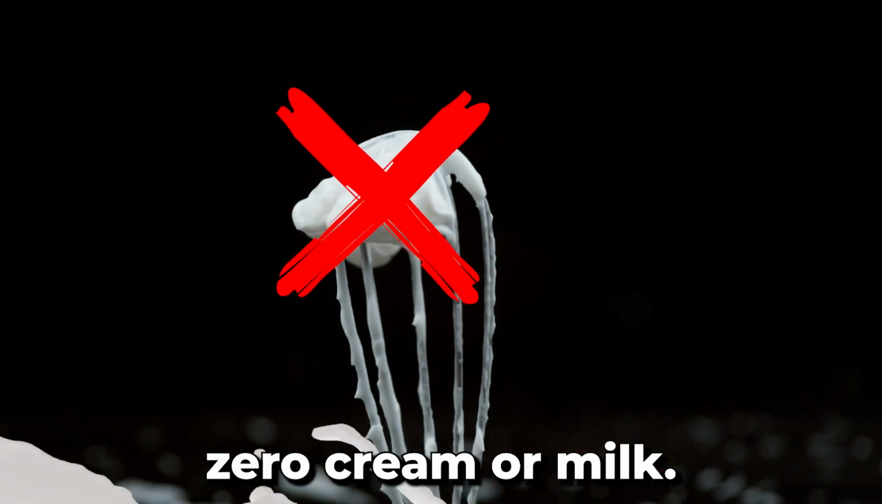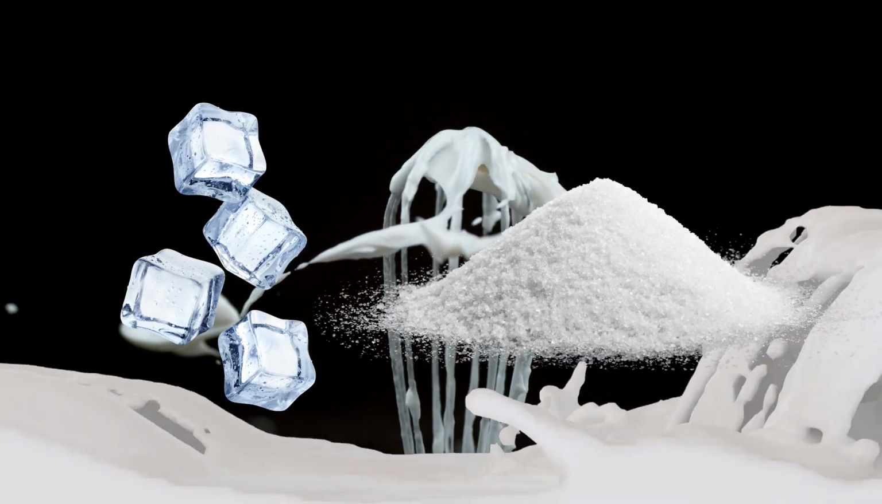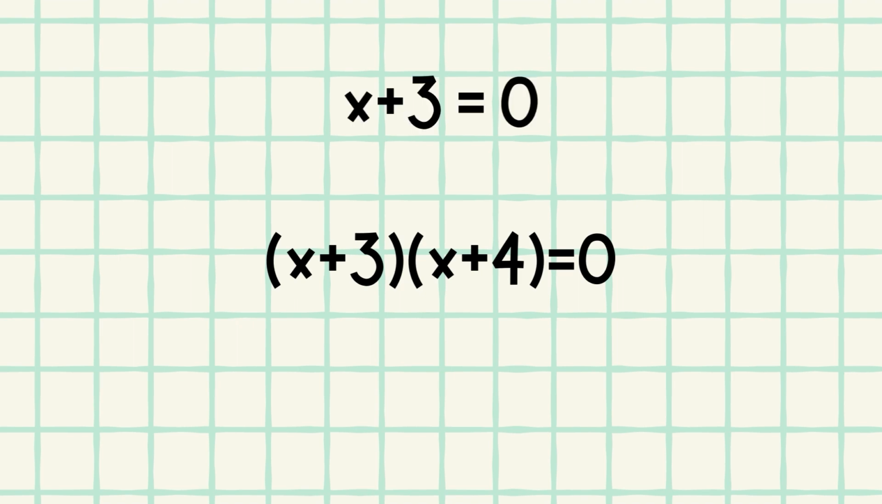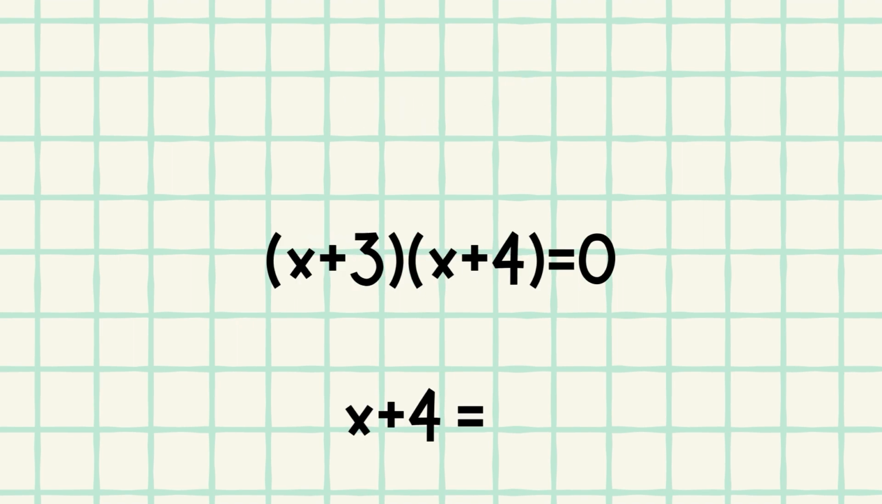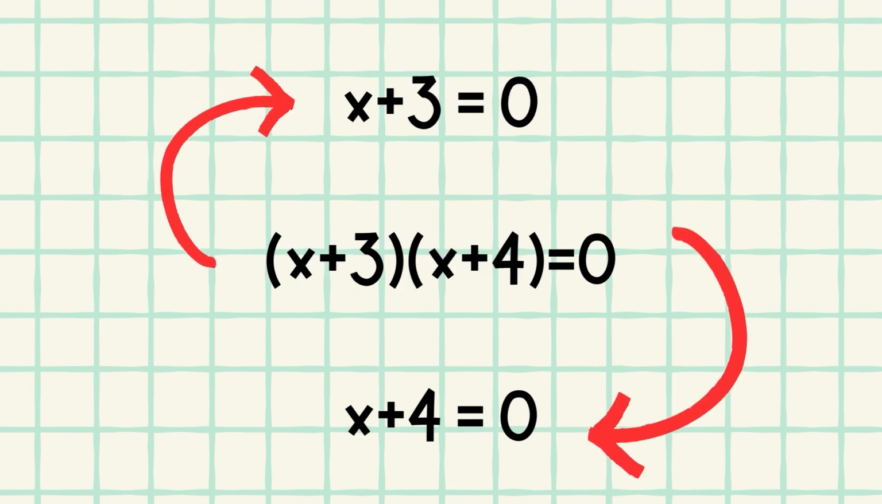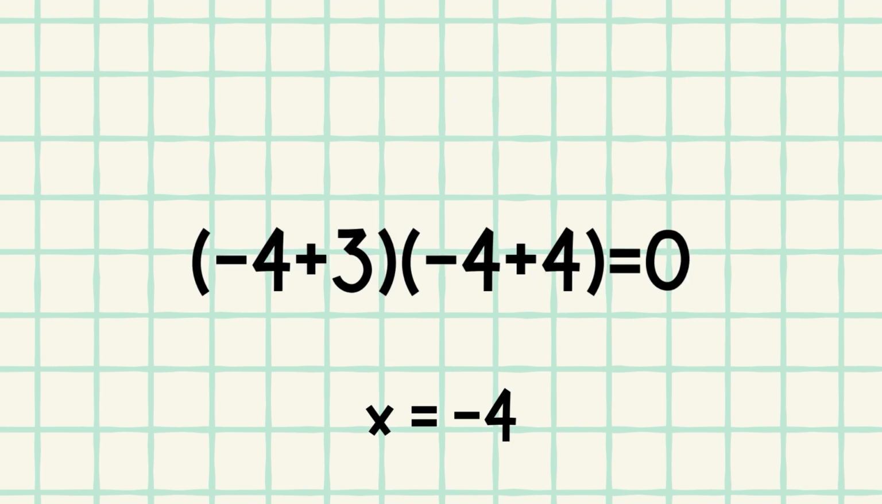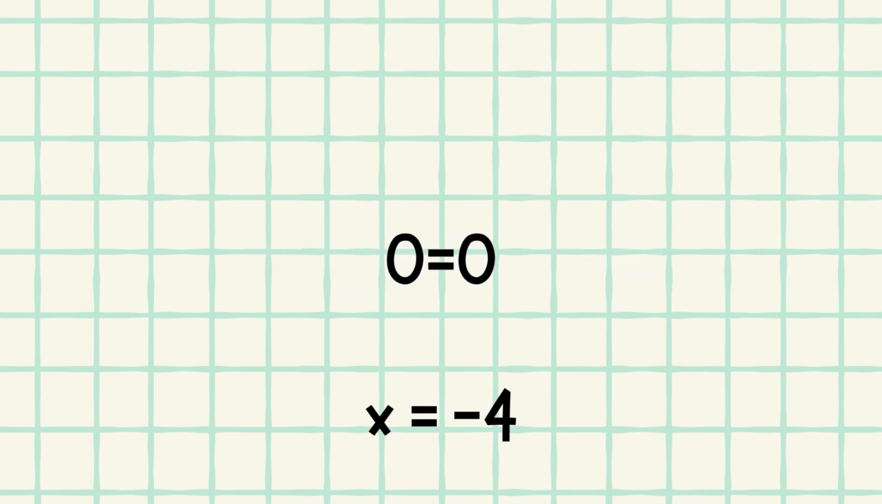The special thing about 0 is that when you multiply numbers together, if one of them is 0, the entire expression is 0. If you have 0 cream or milk, even if you have all the ice and sugar in the world, you still have 0 ice cream, just cone of ice. Bleh. 0 times 1 is 0, just like 0 times a billion is 0. So here we just need to find x plus 3 equals 0 or x plus 4 equals 0. Solving both of these equations, we get x equals -3 or x equals -4. And if you plug either of them in, you'll see they both work in the original equation.